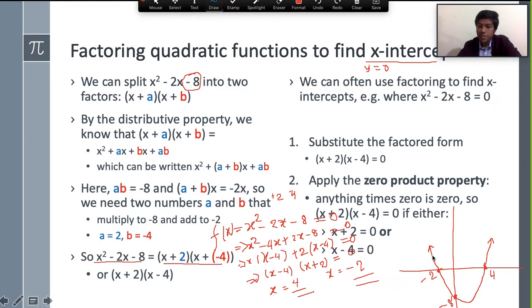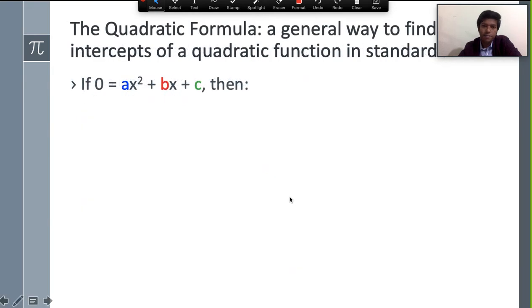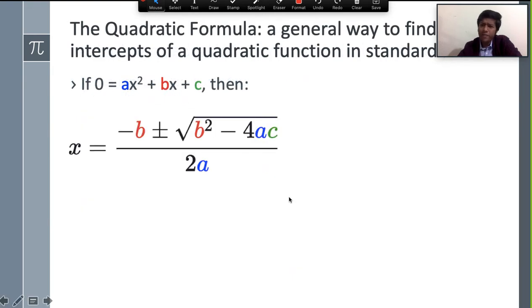So the roots of the quadratic function give us the x-intercepts. They have multiple applications. This factoring gives us the x-intercepts. Yeah, this is the answer. Now, what if you cannot do the factoring? Then we use the quadratic formula.